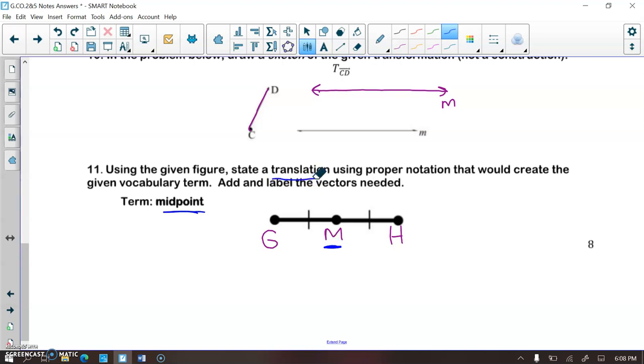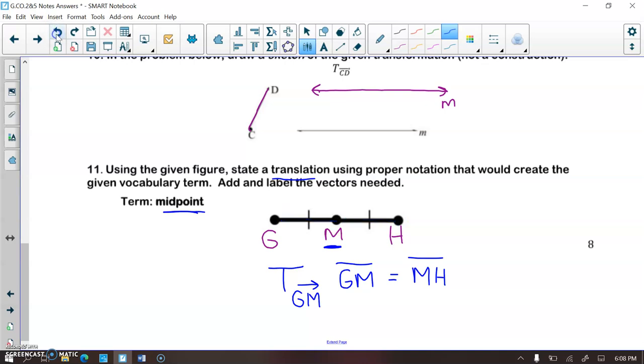So basically, to prove this, or to show that M is a midpoint, even though we know that it is because GM is congruent to MH, what they want you to do is they want you to state that we're translating segment GM along vector GM and it will lie on top of segment MH, which proves that GM would be congruent to MH and M would be the midpoint.